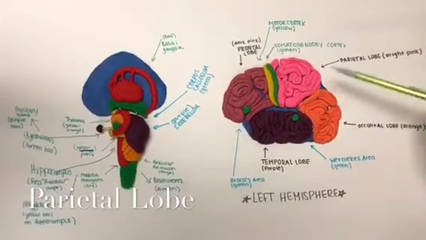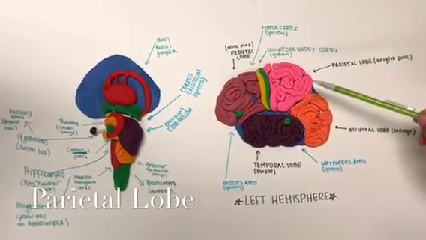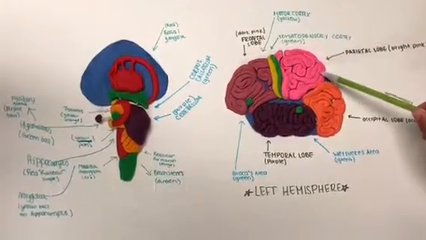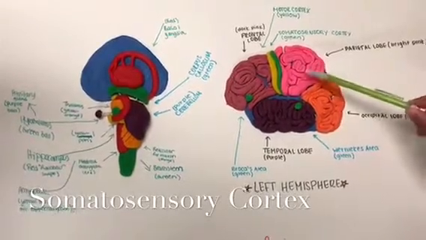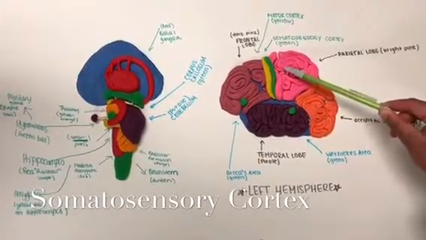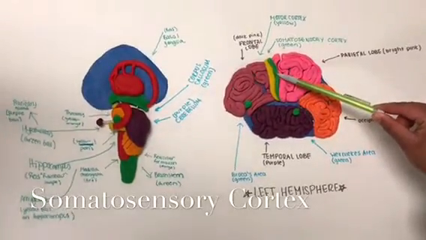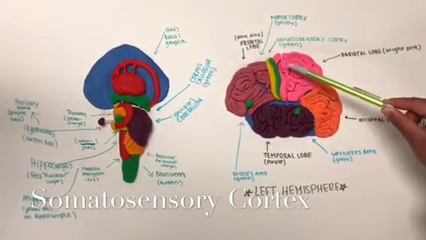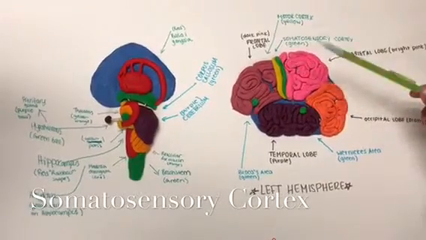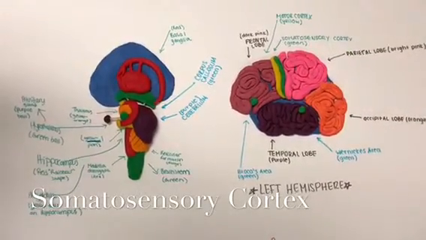The parietal lobe is involved in processing sensory information. In the parietal lobe is the somatosensory cortex, which is the green strip right here. The somatosensory cortex detects and interprets information on touch, temperature, pain, and pressure.